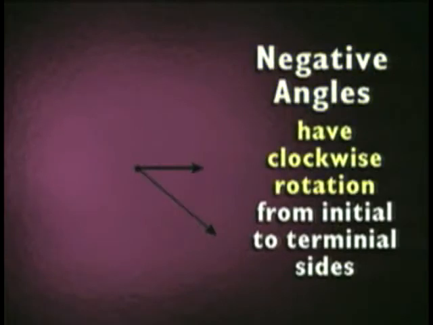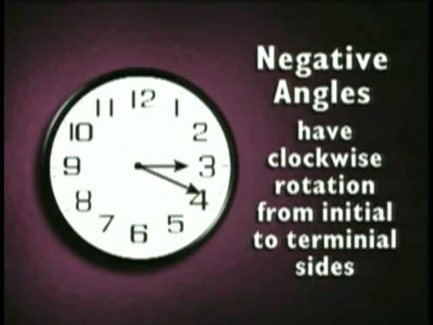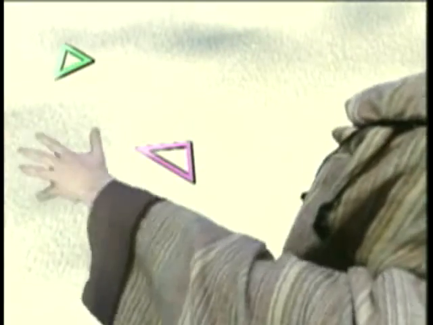Negative angles have a clockwise rotation from their initial to terminal side. When we changed the clock from 3:15 to 3:25, we created a negative angle. So negative angles go this way. Now we'll put these angles on a graph. You'll be able to measure them easier and grasp these angles much better that way. Because as we all know, angles don't have handles.